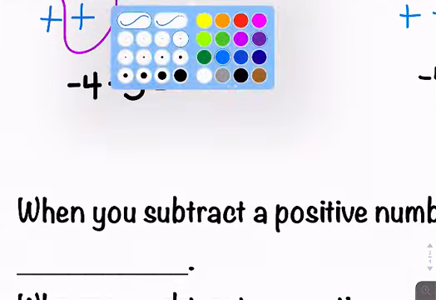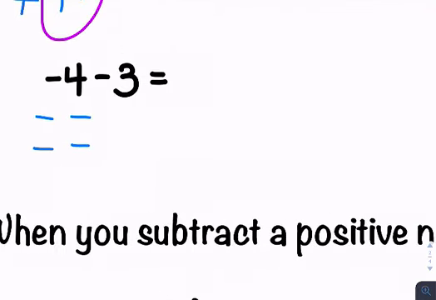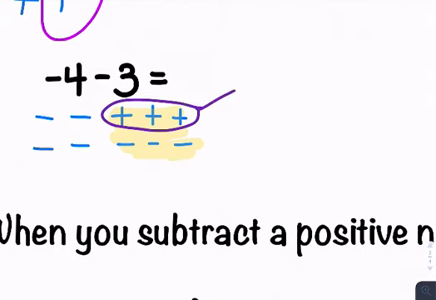Okay, and then the next one is starting with 4 negatives, take away 3 positives. I again don't have 3 to take away, so I need to add 0 pairs. Again, this is all 0. So I'm still starting with 4 negatives because I have 4 negatives, 3 positives, and 3 negatives, and those 3 positives and negatives cancel each other out. They make 0. So now I can take away those 3 positives, and I'm left with 7 negatives.